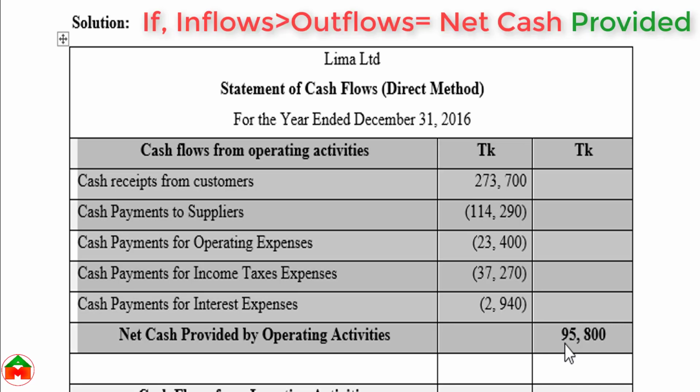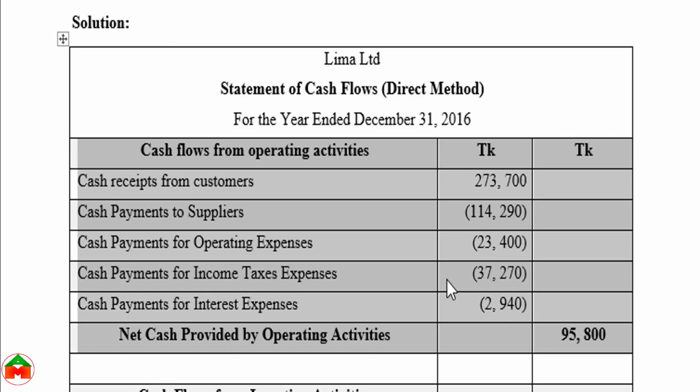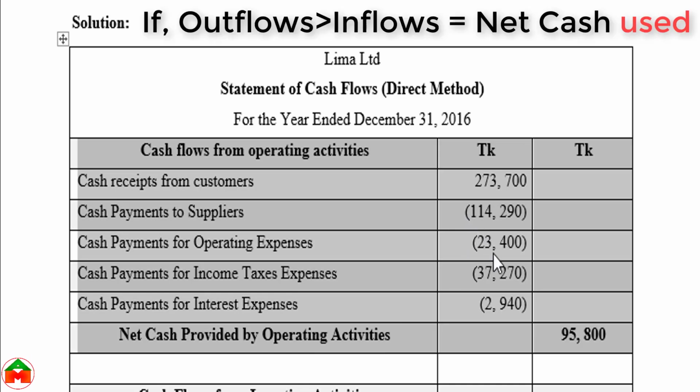Such a positive figure will be shown with the name net cash provided by operating activities. Since the inflow is higher than the outflow, we have written net cash provided by operating activities. But if there was a higher outflow than inflow, we will write net cash used by operating activities.